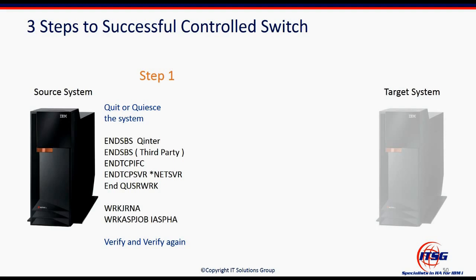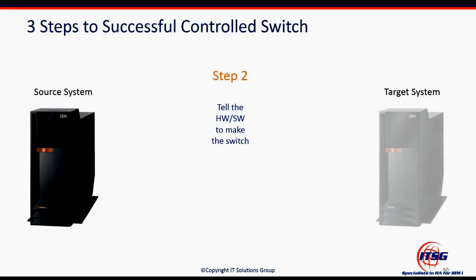Before we actually do a switch, we want to take our time here, and we want to do a work journal attribute and look at the journals if we're doing logical replication, and make sure that I see no entries happening in my journal receiver. If I'm using IBM PowerHA, I would use work ASP job, IASPHA, and I would verify that I have no jobs in the IASP. If I have no jobs in the IASP, or my work journal attribute shows no entries coming in there, then I can go to step 2.